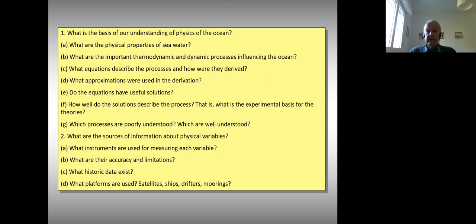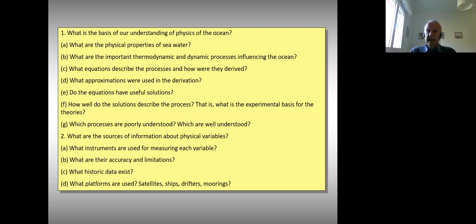Another important question is how well these solutions describe the process. Since if we obtain the solutions by doing approximations, we do have to know what we have neglected by doing these approximations, and then obviously associated with this is what is the experimental basis for the theories where we obtain these simplified solutions.